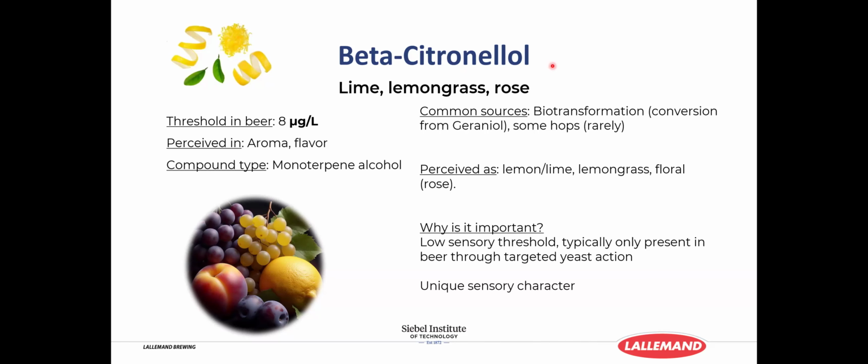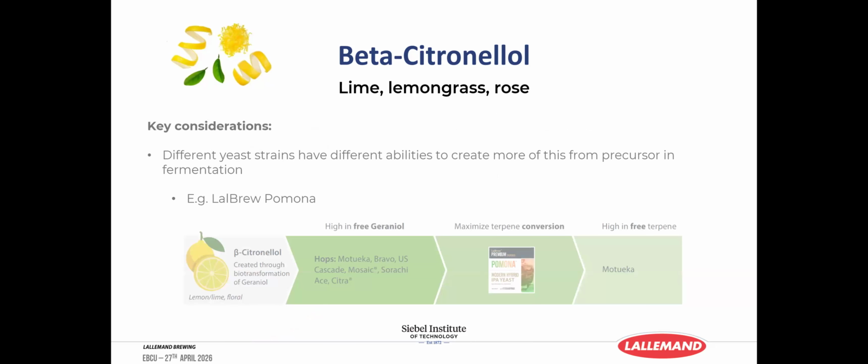So beta-citronellol is, like I said, a very important biotransformation compound. It's of interest because if there's beta-citronellol, it means most likely that there has been some yeast doing its biotransformation, which is why it's used as a marker to show what yeast can or cannot do.